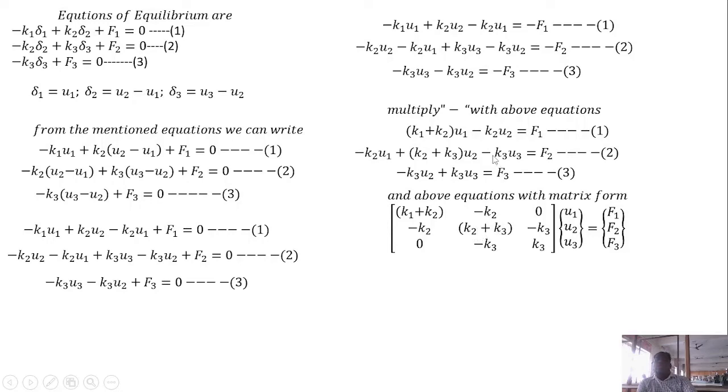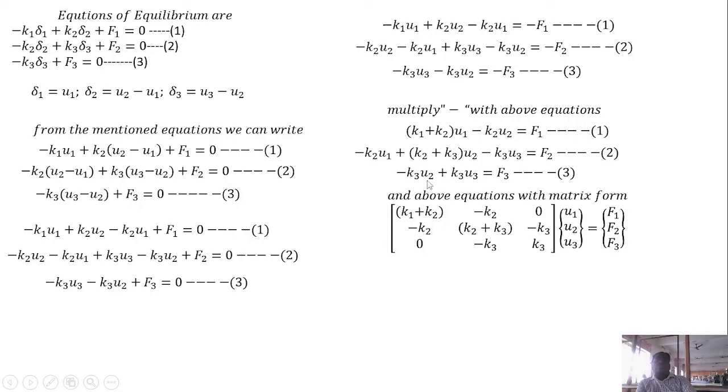What about the third? Minus k3 is available, so in this equation the u3 variable is also available, so I can assign minus k3 in the second row, third column. And then I can move to the third equation, which is minus k3u2 plus k3u3 is equal to f3.